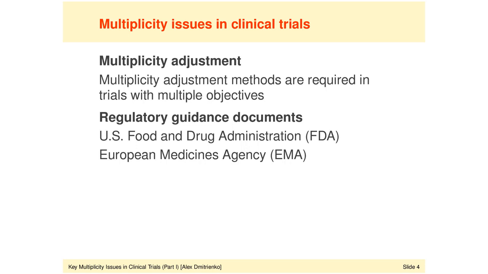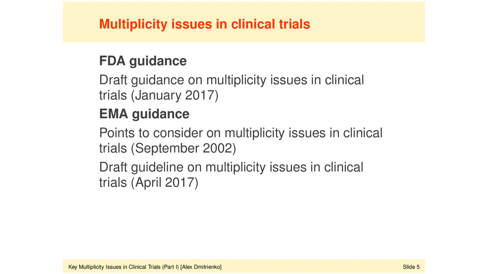And importance of multiplicity adjustment methods has been recognized in multiple regulatory guidance documents. This includes, of course, the ICH documents, the International Conference on Harmonization, as well as guidelines published by the US Food and Drug Administration and the European Medicines Agency. I will share more information on the relevant FDA and EMA guidelines later. The following regulatory guidance documents deal directly with the topic of multiplicity.